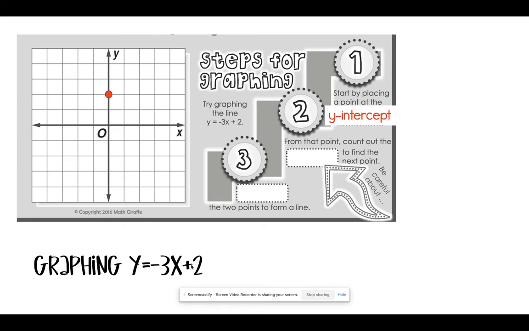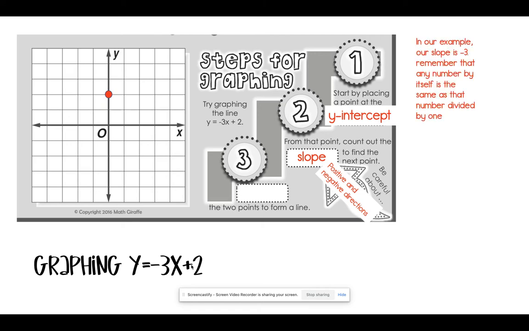From there, we've got to figure out our next point using our slope, which is negative 3. We're going to be careful about positive and negative directions. So in our example, the slope is negative 3. And that's not a fraction, and we need it in fraction form. So we can remember that any number by itself is the same as that number divided by 1. So negative 3 divided by 1.